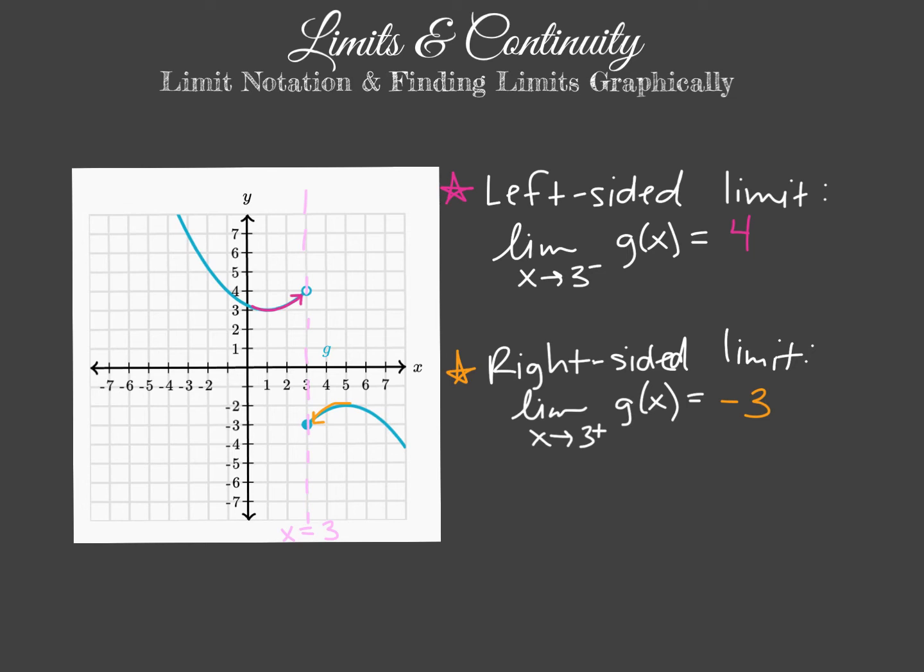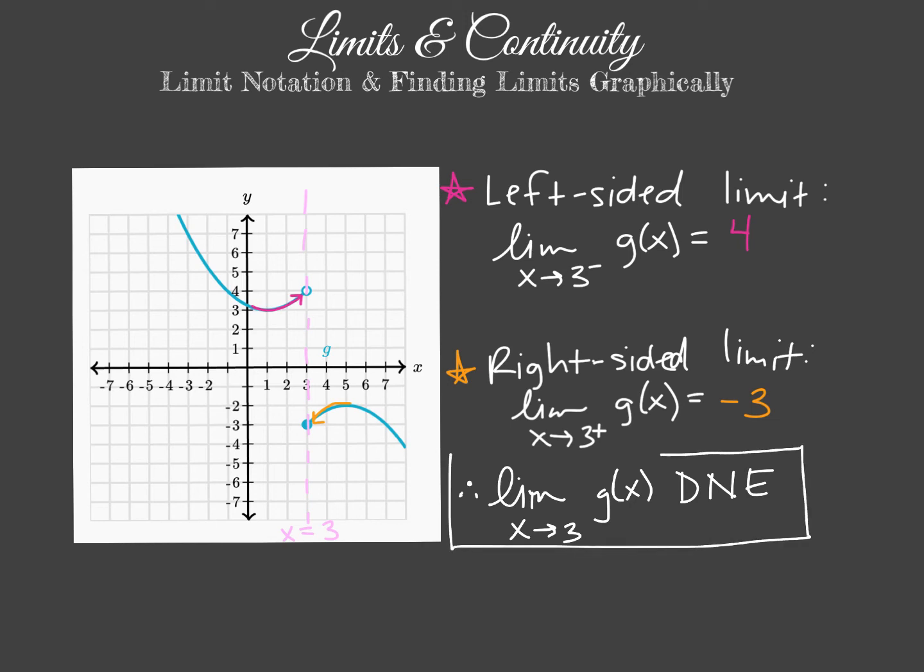So even though our two one-sided limits exist, because they are not the same, our overall limit as x approaches 3 of our function, we say does not exist, DNE. It doesn't exist because the left and right-sided limits don't agree.